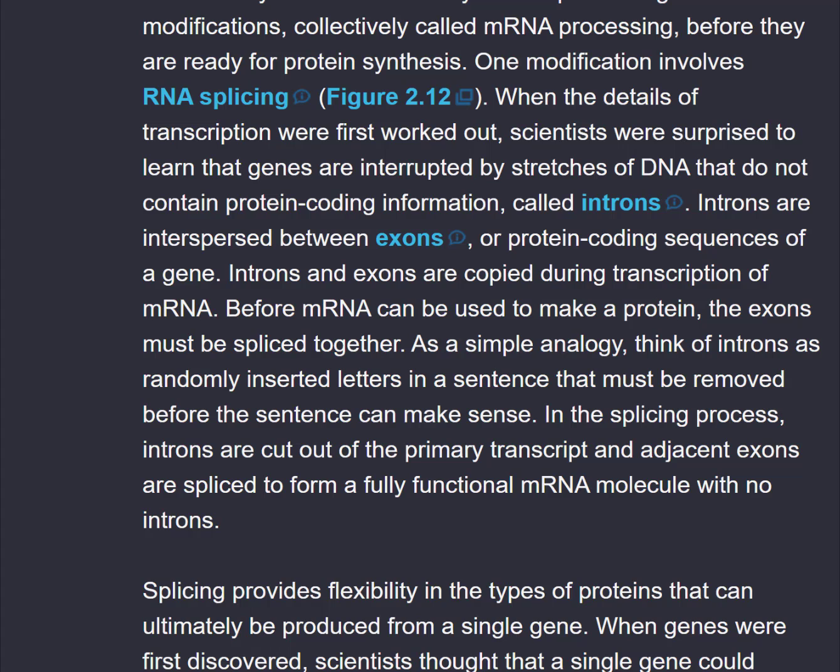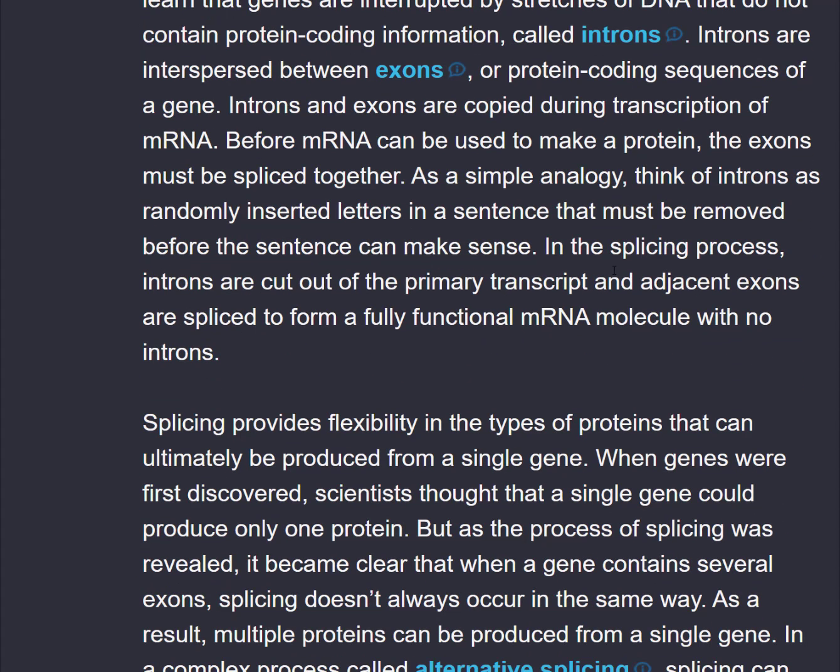RNA splicing is the removal of non-protein coding sequences, called introns, from primary transcripts, or pre-mRNA, and the joining of protein coding sequences, which are called exons. Okay, so introns: non-protein coding sequences in eukaryotic genes and primary transcripts that are removed during RNA splicing.